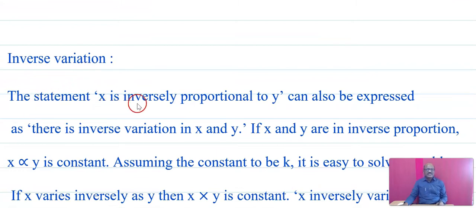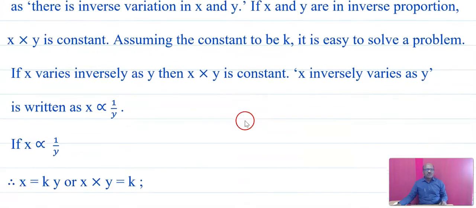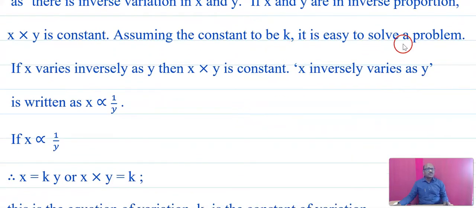The statement x is inversely proportional to y can be expressed as there is an inverse variation in x and y. If x and y are in inverse proportion, then x into y is constant. Assuming the constant to be k, it is easy to solve a problem. If x varies inversely as y, then x into y is constant.